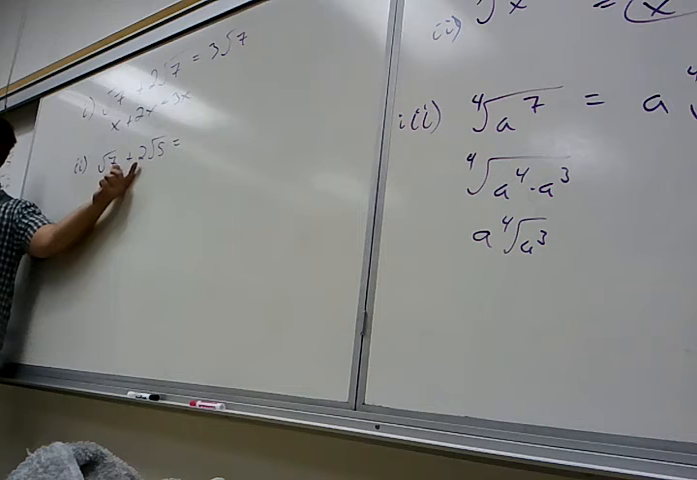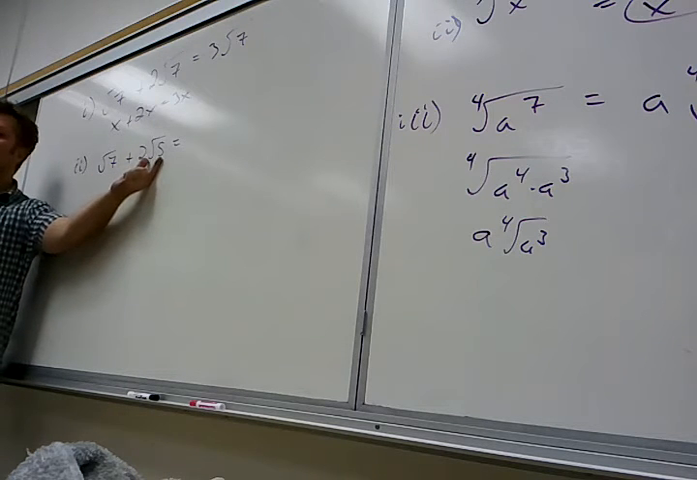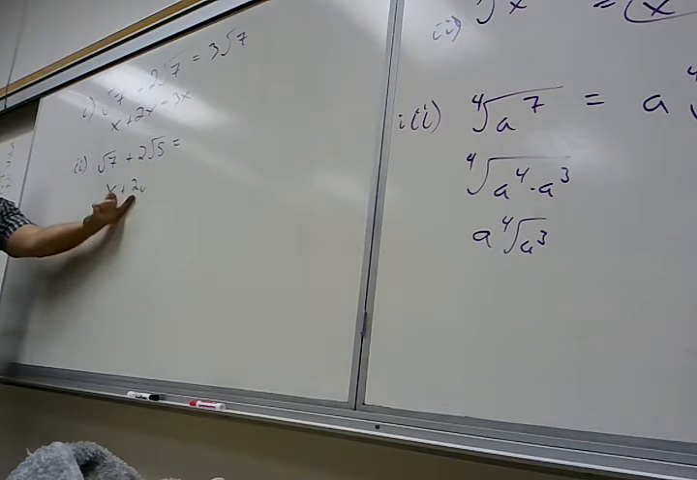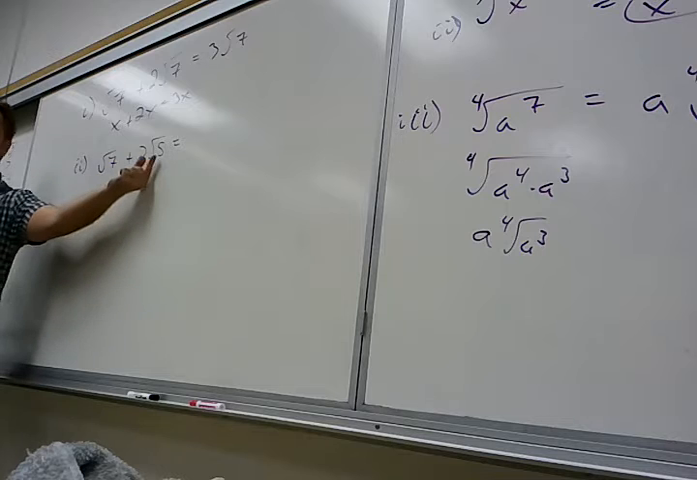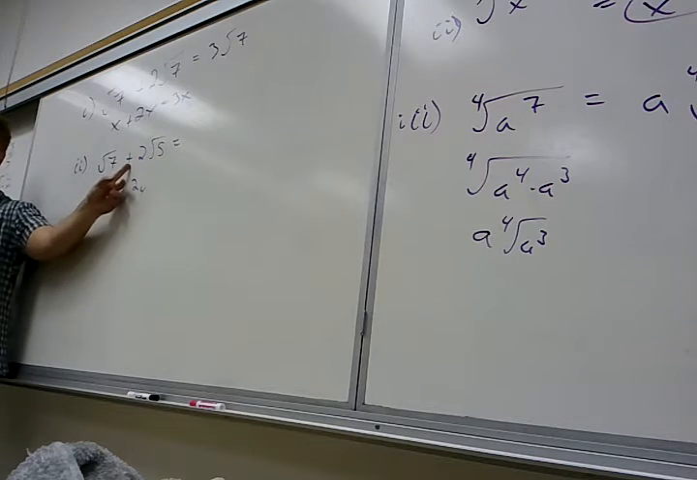3 to 75. 7 times 5. So this is something plus 2 of something else. This is a lot like x plus 2y. Can you do this? So I can't do that. Are they like terms? No. They're not like terms. Right? I can only add like terms.